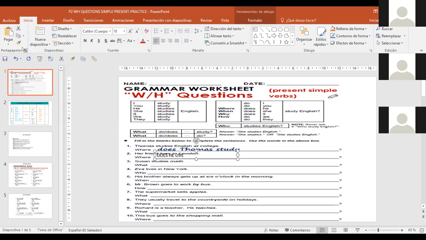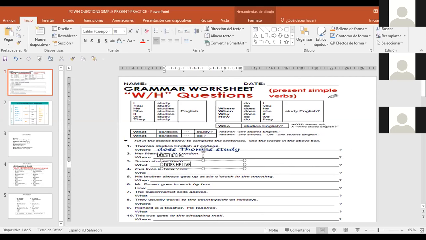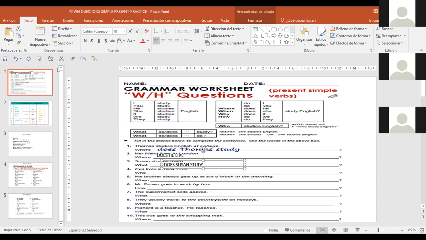Next, number three. Susan, it says, Susan studies math. Susan, si la quiero cambiar a pregunta, ¿cómo lo haría? What do or does? Does. What does Susan study? Yes, what does Susan study? Very good. What does Susan study? Okay, let's see number four.